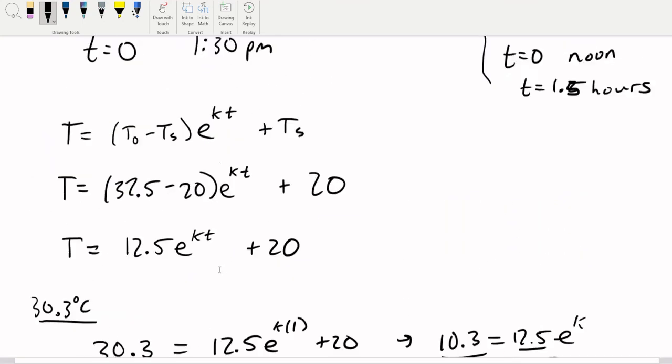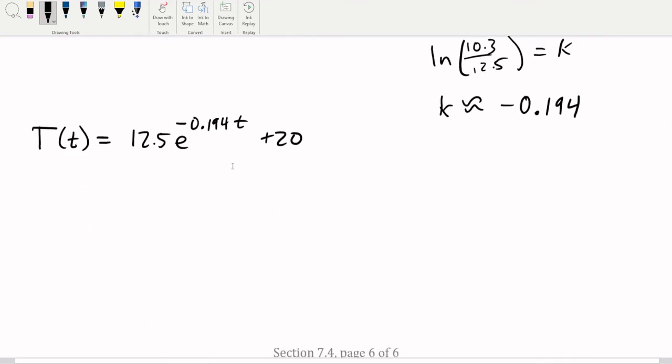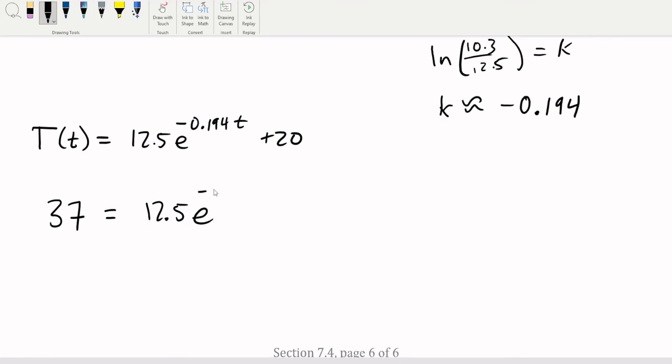So here's the thing. Let's go back. What did we want to know? We wanted to know when the person died. Well, when they died, they had a 37 degree body temperature. So this formula, I know this is a little bit weird, we're going to use to work backwards in time to get back up to 37 degrees. We want to know when this formula tells us we were at 37 degrees.